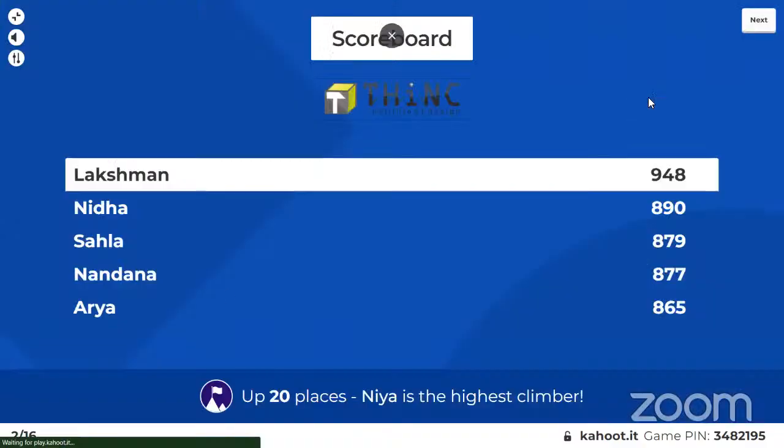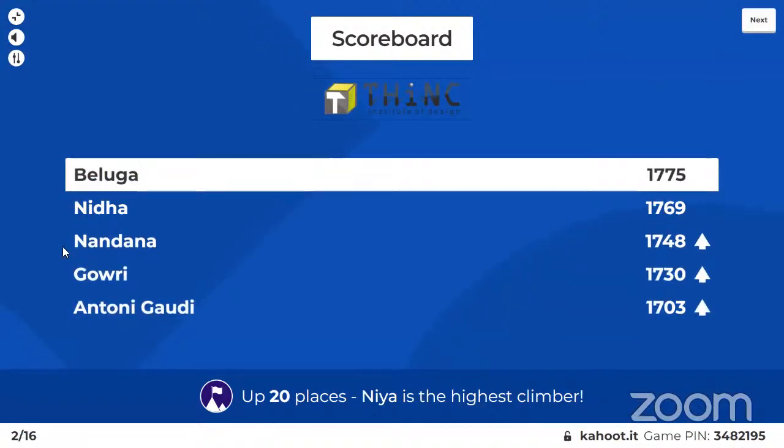So scoreboard. We have Beluga with 1775 points. Second, we have Nita. Third, we have Nandana. Fourth, we have Gauri. And fifth, we have Anthony Gauri. So we have a new climber here. Nia is the highest climber, climbing up 20 places in the scoreboard after the second question. So, third question.